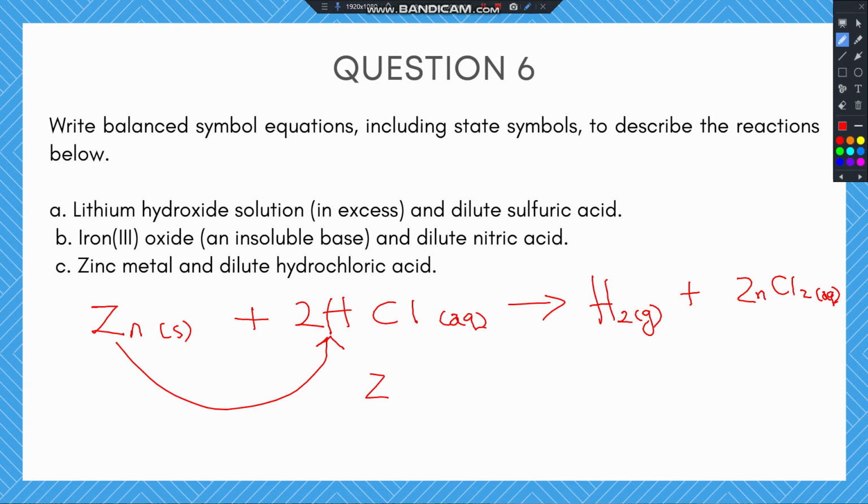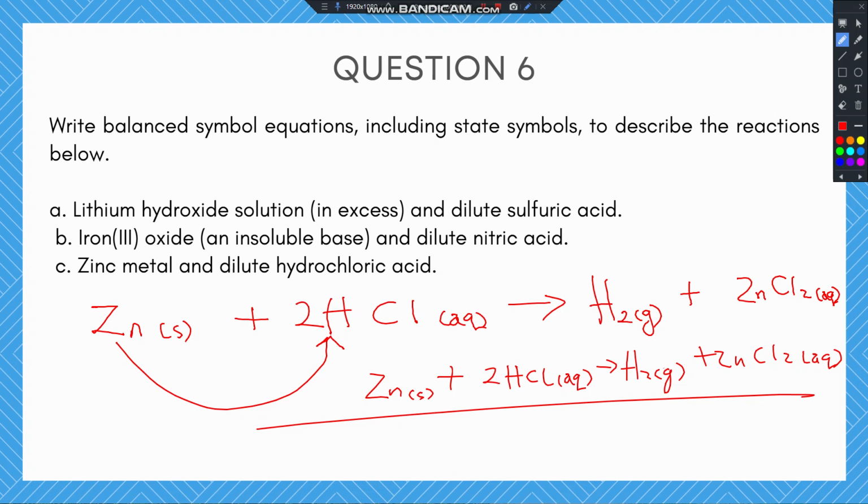We have Zn plus 2HCl yielding H2 plus ZnCl2. That is the full balanced equation.